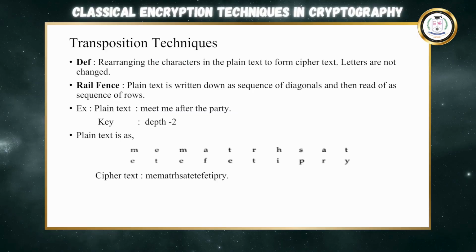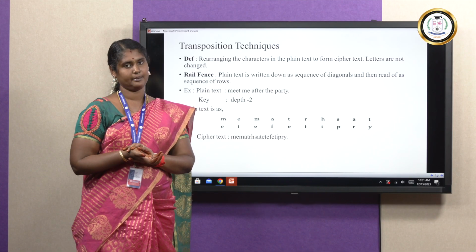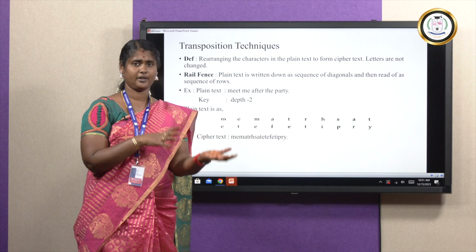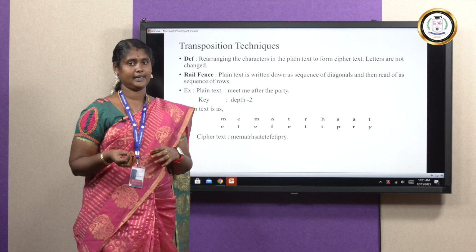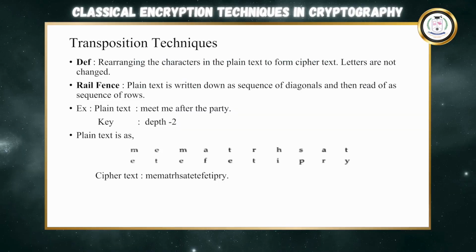So next, till now we saw only the substitution technique. So we know substitution: instead of one data we are substituting some other data, maybe based on addition or subtraction or multiplication, or using something like mono-alphabetic. Okay. So now we are going to see the next topic, that is our transposition technique.